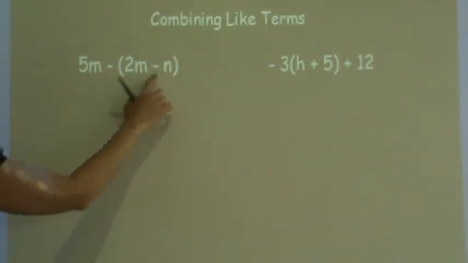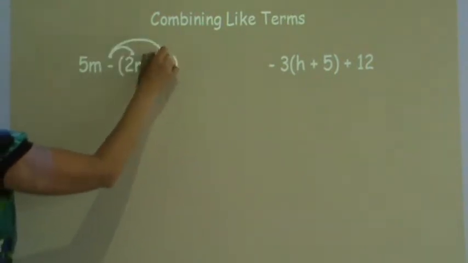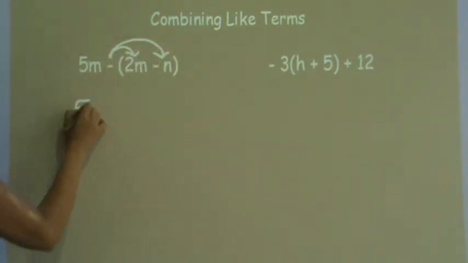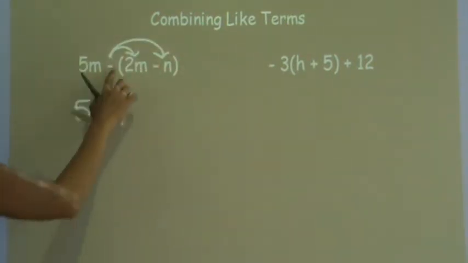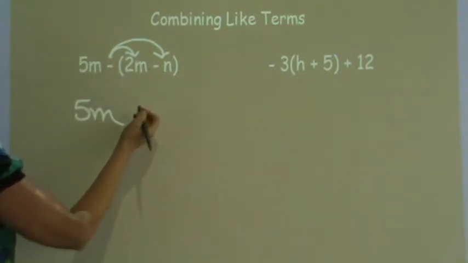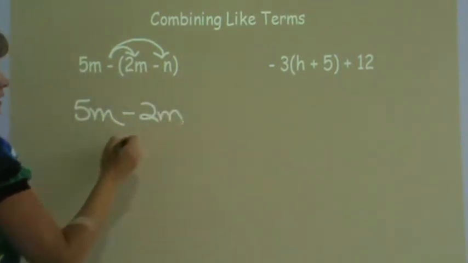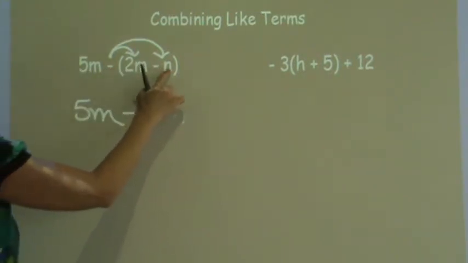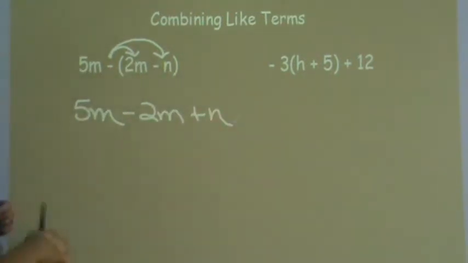So to get rid of these parentheses, I've got to distribute this sign through. So let's just bring down the 5m so we don't forget about it. The opposite of 2m, or the opposite of positive 2m, is minus 2m, okay? And then the opposite of minus n is going to be plus n. All right, that's the distributive part of it.